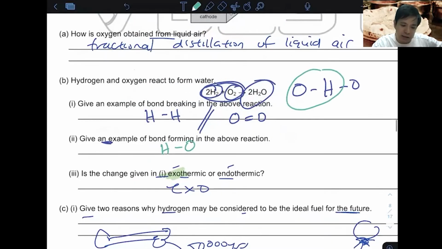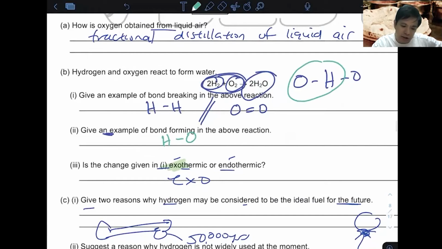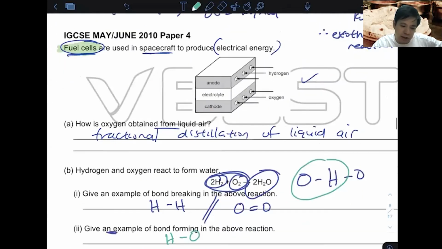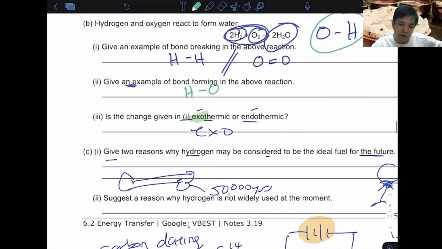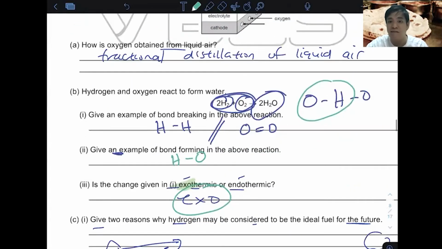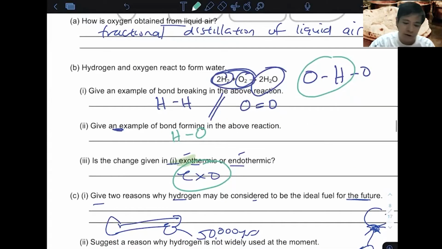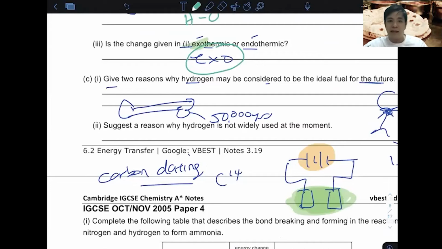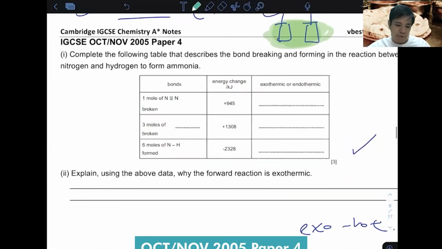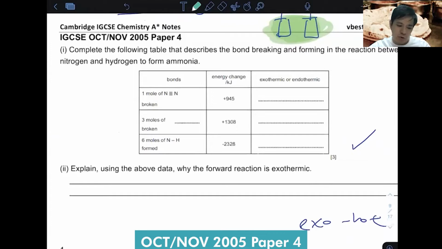Okay. So then is the change given exo or endo. So they did mention on top it produce heat. So this must be exo and it produce energy. Okay. This is a fuel cell that produce energy. When it produce energy, which means exo gives up energy. Okay, they convert energy. So any reaction that gives up heat and energy can be exo. So you'll be expecting this kind of question also.